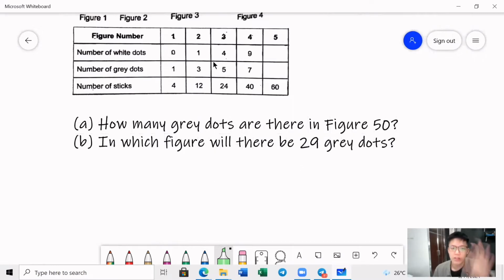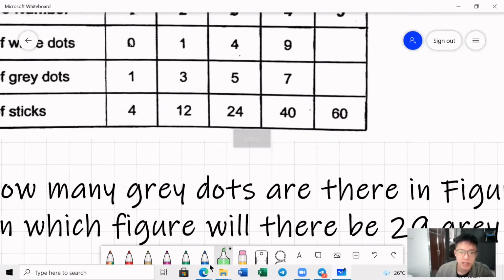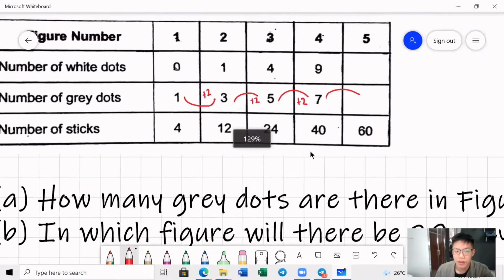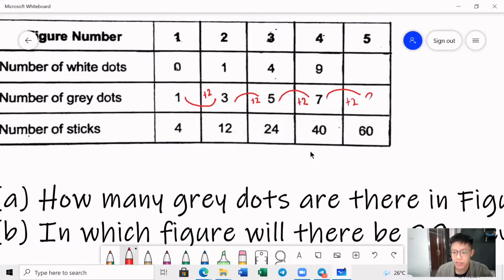Now, the number of gray dots is very simple. Let's take a look at this. The question that you need to ask yourself is, how do I get from here to here? It's actually plus 2. How do I get from here to here? It's plus 2. How do I get from here to here? It will also be plus 2, which means to say in figure number 5, the number of gray dots would be plus 2, which is 9.